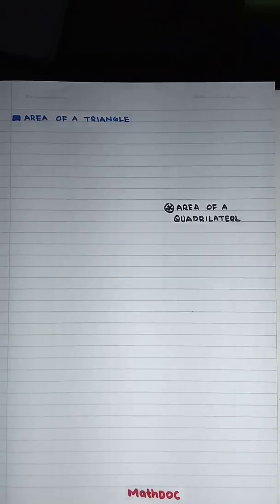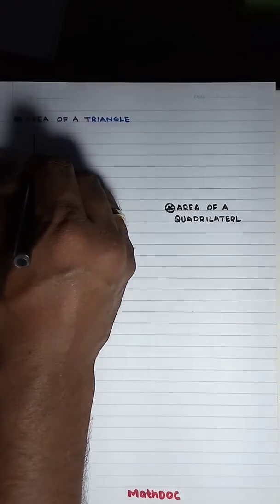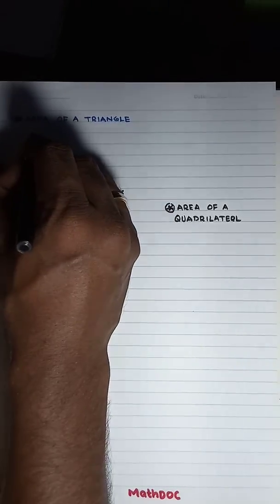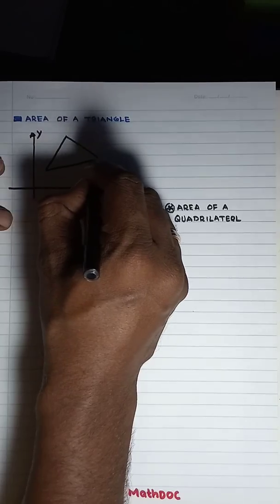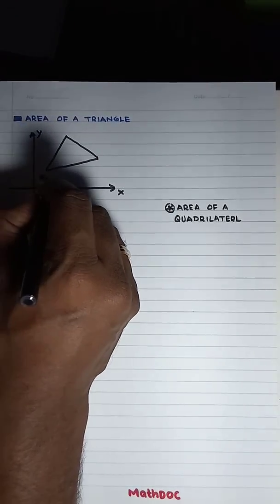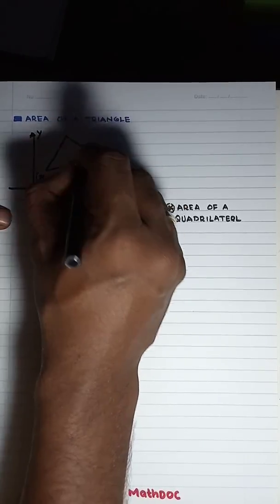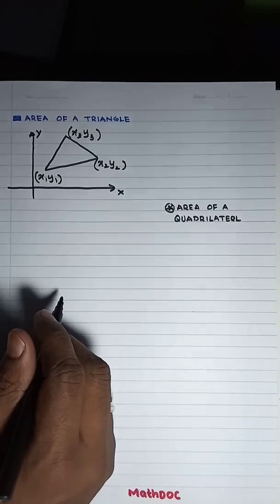Now, the last theorem, area of a triangle. Consider this diagram. Here the x-axis and y-axis. Here a triangle is given, with points (x1, y1), (x2, y2), (x3, y3). Those 3 coordinates are given.